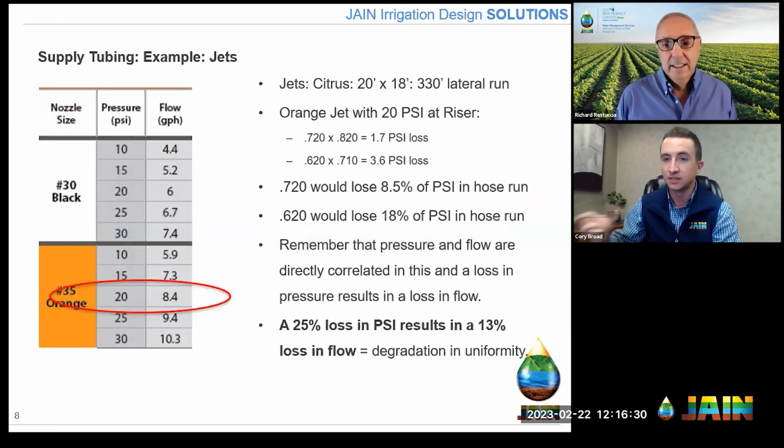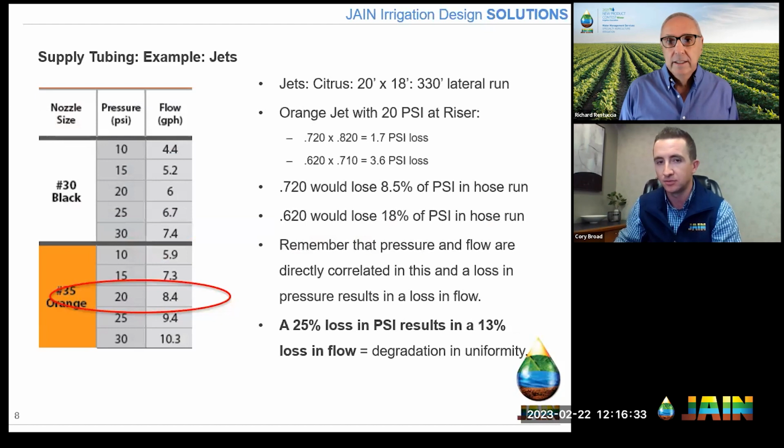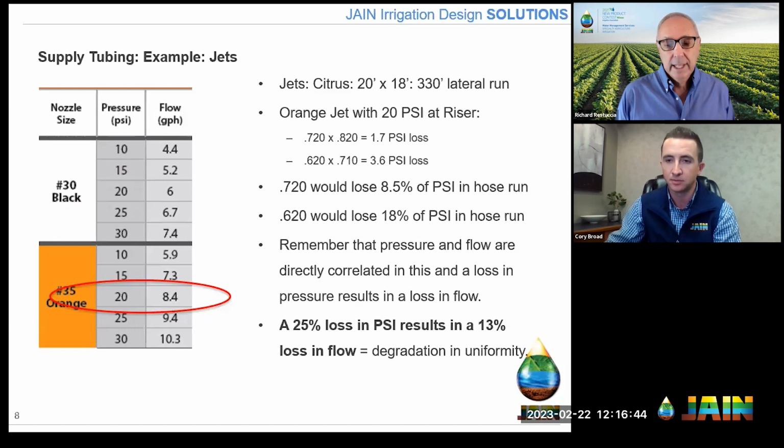So getting into a real life example, things that I see out in the field. This is a flow chart from one of our Jain catalogs. And I chose a number 35 orange nozzle. Pretty standard spec that we see even in almonds, but also in citrus. And in this case, I chose citrus. It's a 20-foot row spacing with an 18-foot tree spacing. And our lateral run is going to be 330 foot long. So from the riser to the terminal end of the hose will be 330 feet, which is pretty standard for us commercially here.